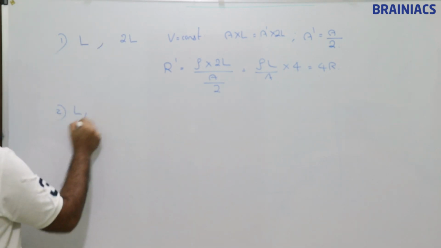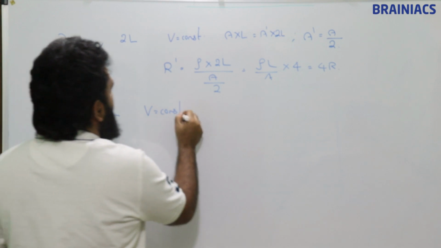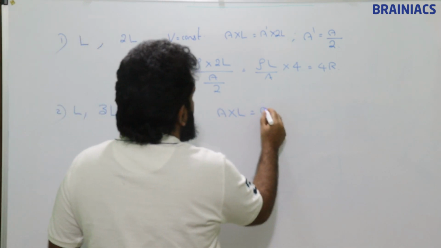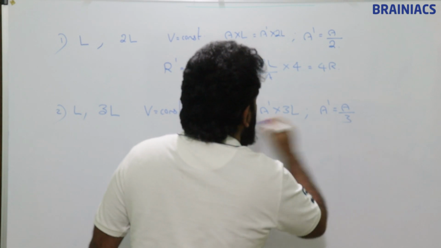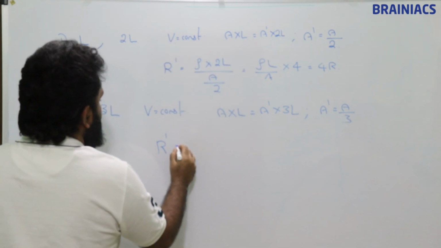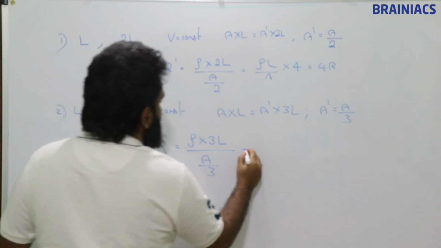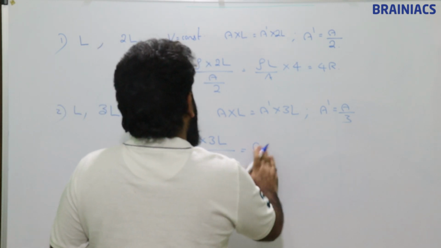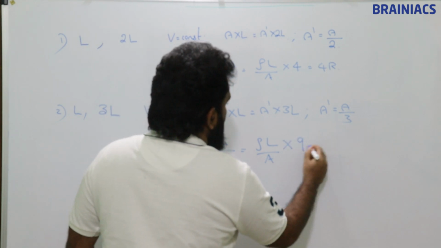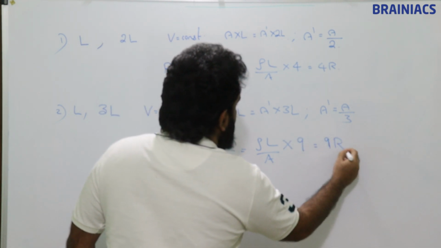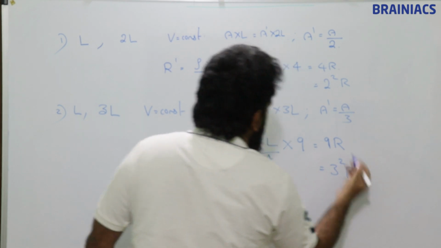Suppose L is the given length, this is going to be 3L. Volume is constant, so A into L is going to be A dash into 3L. So we will be getting A dash is equal to A by 3. So R dash is equal to rho into 3L divided by A by 3, which is equal to rho L by A, and this 3 goes up, so we will be getting 9R. So this is nothing but 3 square into R.